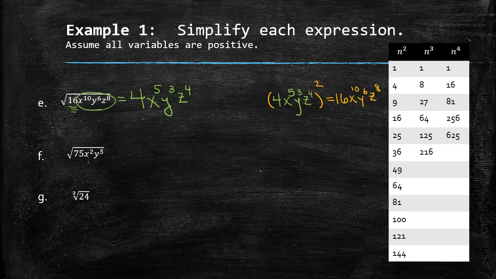Okay, good. Moving on to part F. This one I need to break up since 75 is not a perfect square. 25 is the biggest perfect square that divides into it, so I'm going to write my 25.